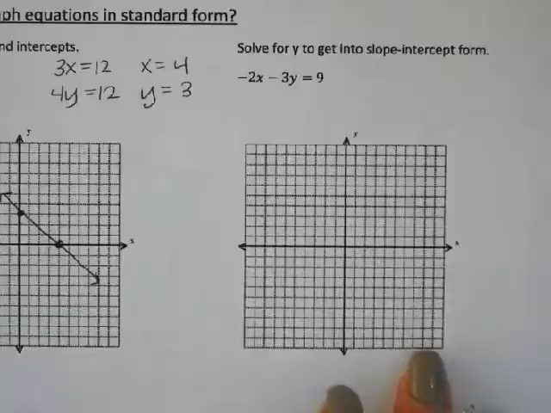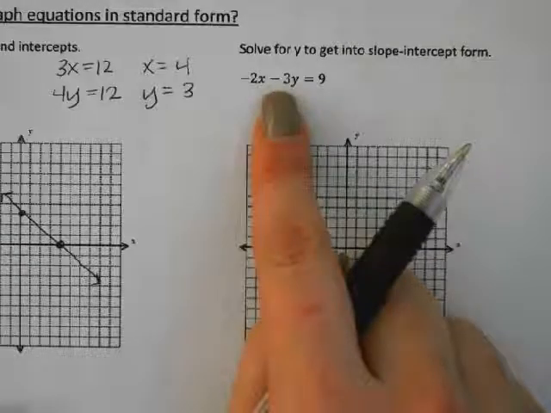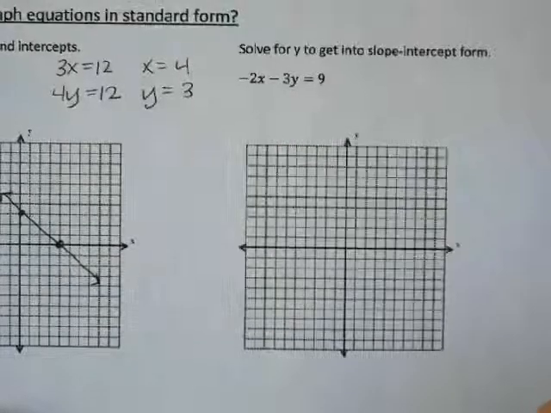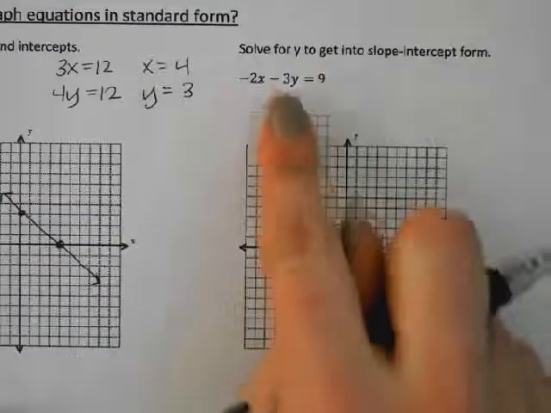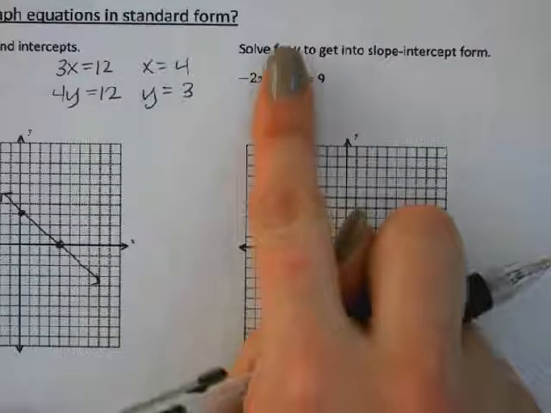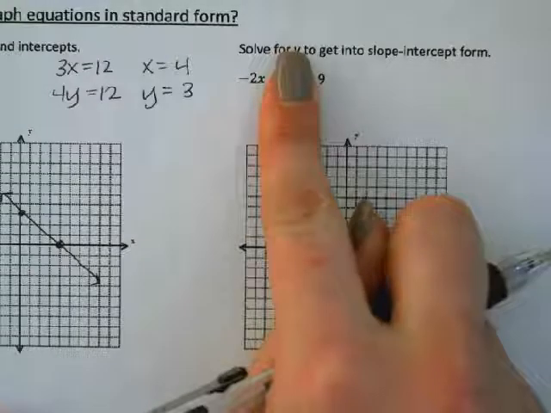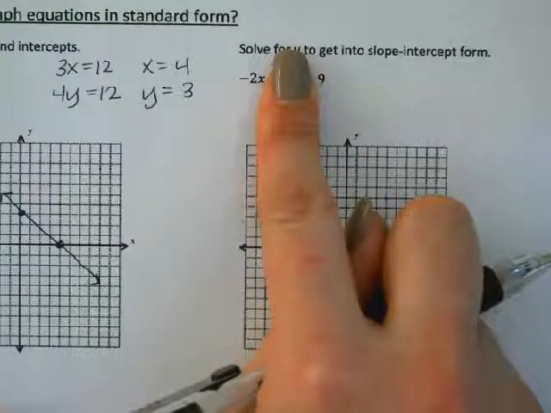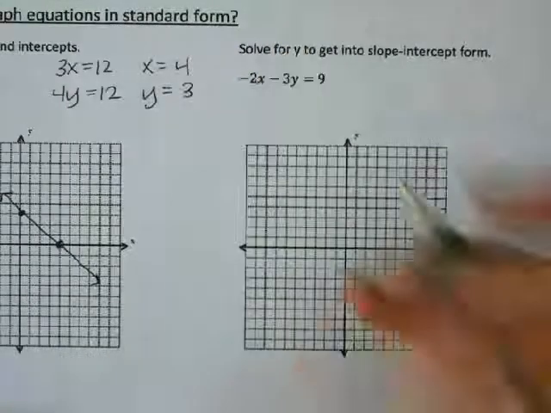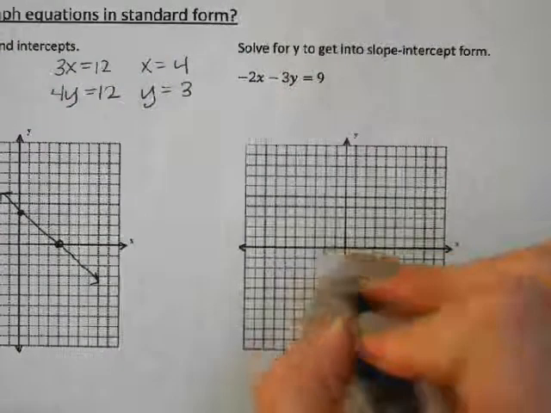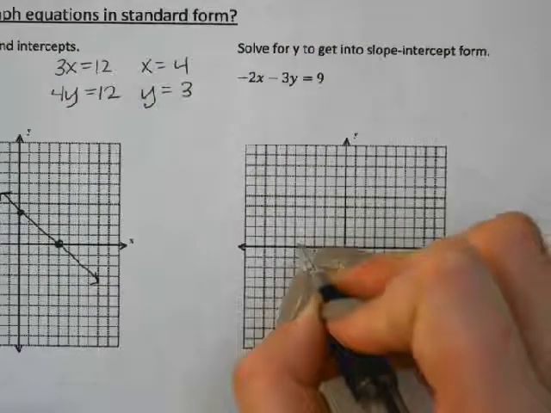Okay. If you look at this one, would the cover-up method work okay for this one? No. Yeah, you could do it, right? So if we're looking for the x-intercept, we can cover up the y. We get negative 2x equals 9. So what would the x-intercept be? 9 divided by negative 2 is negative 4.5. So 1, 2, 3, 4.5 is right there.